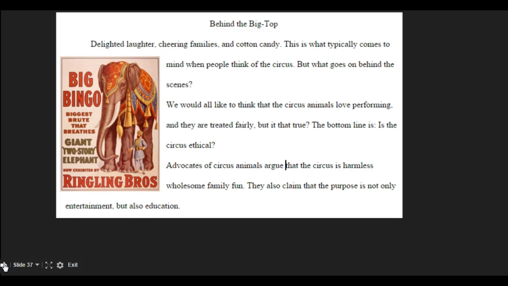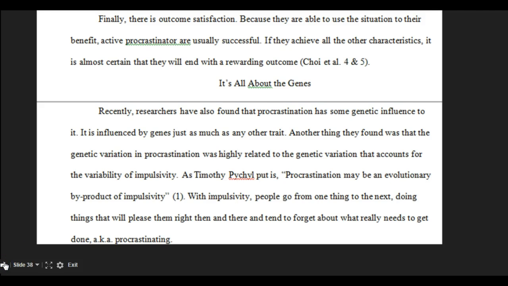Here's one on the circuses. And so this person has just added a picture in here to enhance the text. That is characteristic of this genre. This person is writing about procrastination and has a subtitle in here that says it's all about the genes, prior to discussing whether some of us are just predisposed by our genetic variations to be procrastinators.